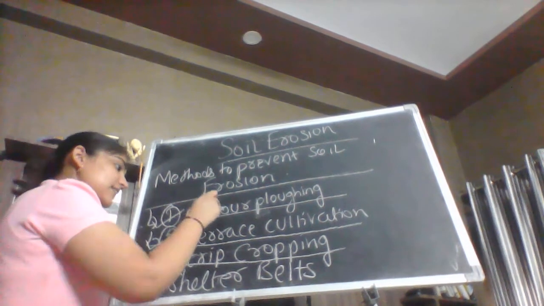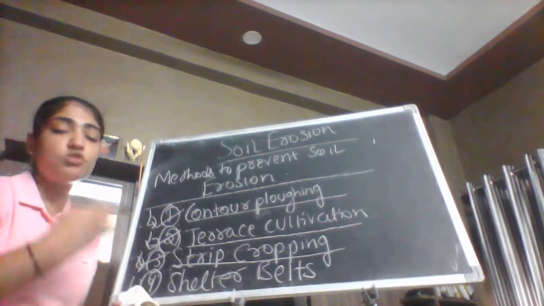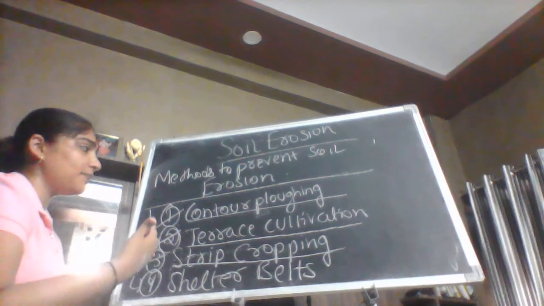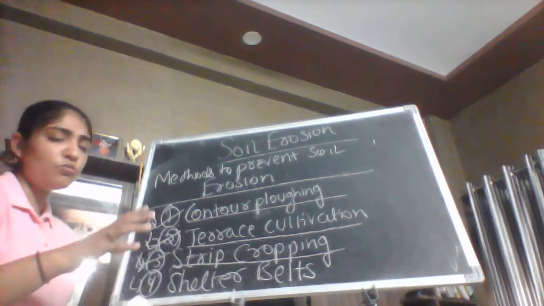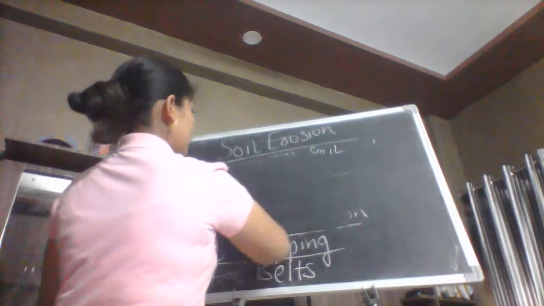Let's discuss these in detail, because I spoke orally and you may not have understood, since there are many difficult wordings. So let's take up these topics line wise. They are very small topics. First we will discuss contour plowing.